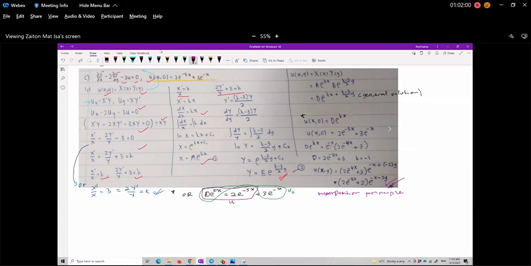So number one, the first one, that's the one. You compare the D e to the kx with the first term, you ignore the second term. So from here you will get D equals 2 and then K will equal minus 5, right? So therefore, U1. Update your homogeneous solution.